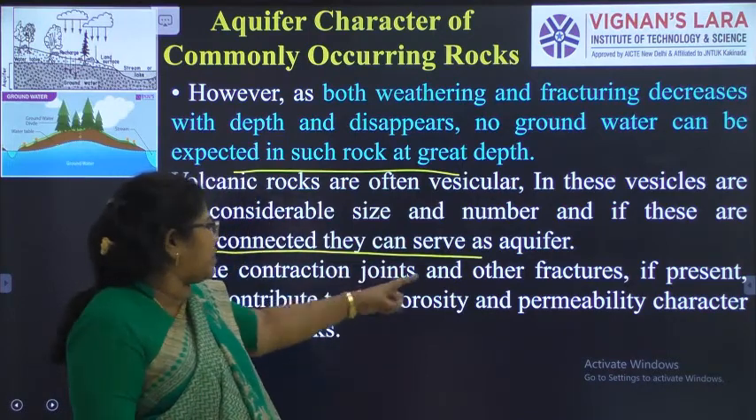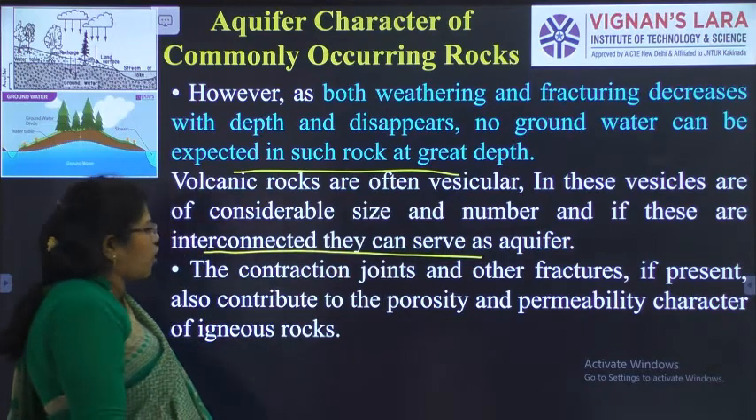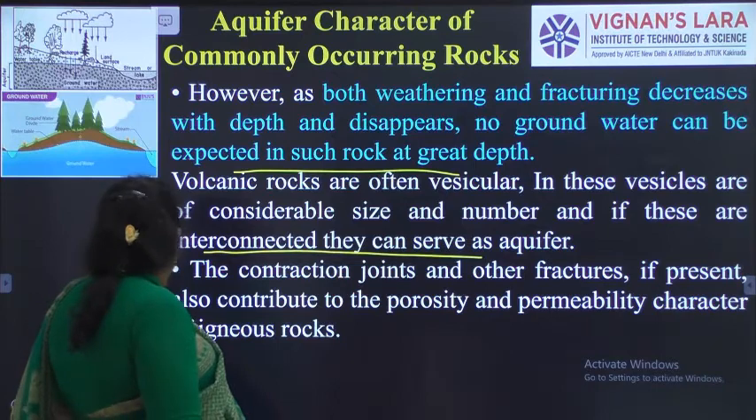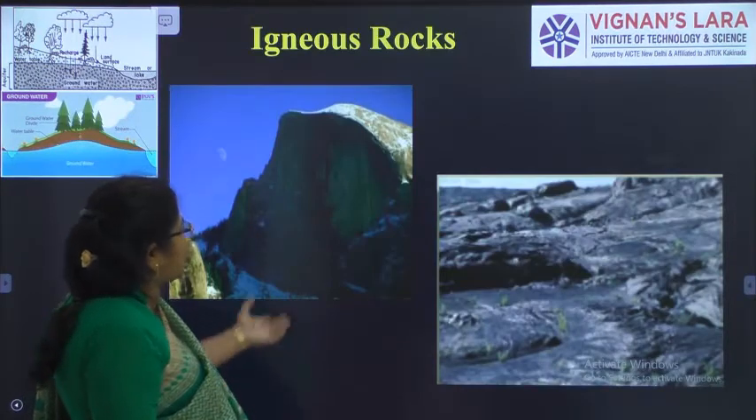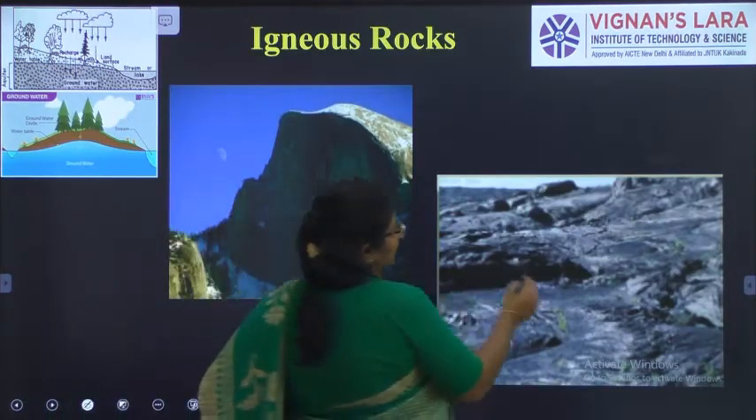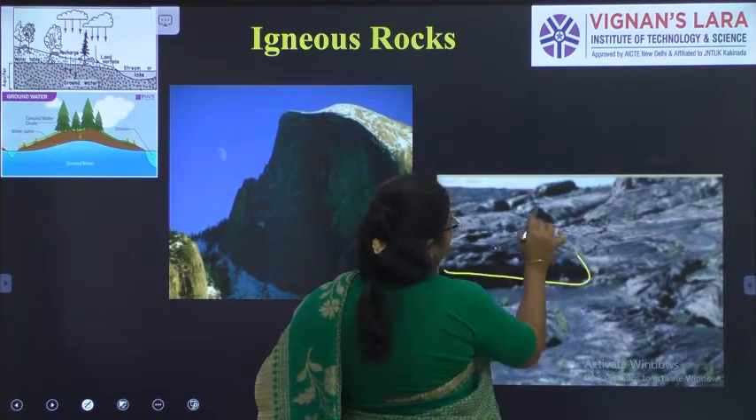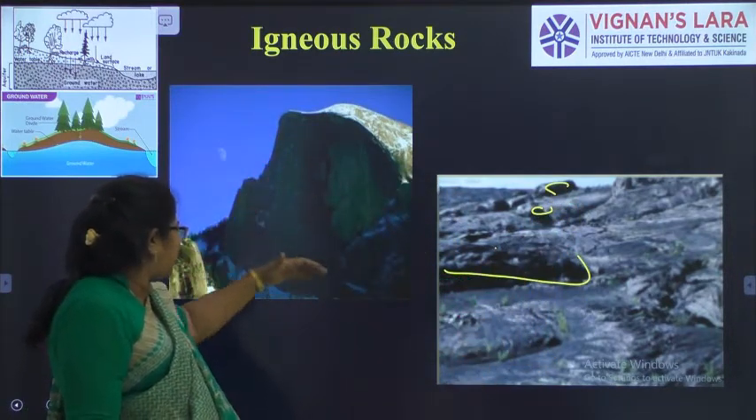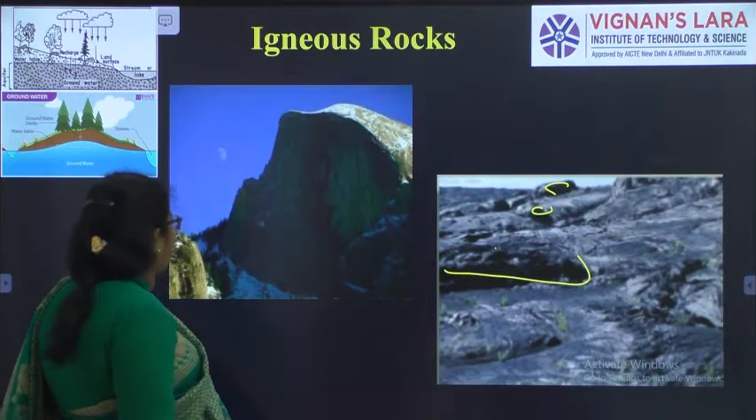The contraction joints and fractures, if present, also contribute to the porosity and permeability character of igneous rocks. You can see here, there will be some cracks formed which hold the water. You can see here, it will hold the water in the rock formation.